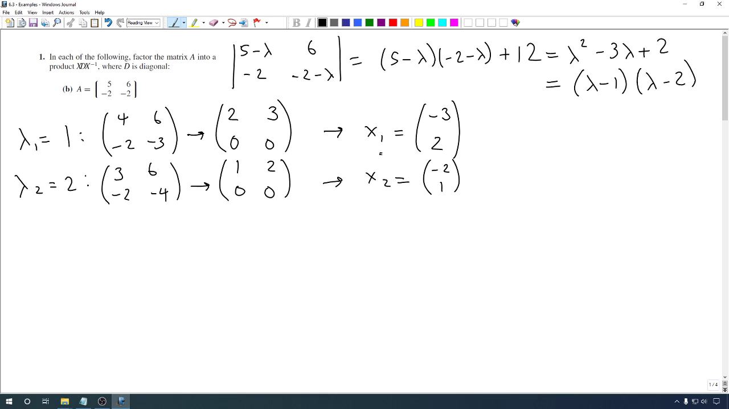And now all I need to do is take my lambdas and my x's, my eigenvalues and eigenvectors, and put them together into matrices. So my D is going to be the diagonal matrix with 1 and 2 as my diagonal elements. And for my X, I need to make sure I put them in the same order as the order that I put my eigenvalues in. So the first one, lambda 1, being the 1 here, I need to put the x1 as my first column. And then I need to put my x2 as my second column.